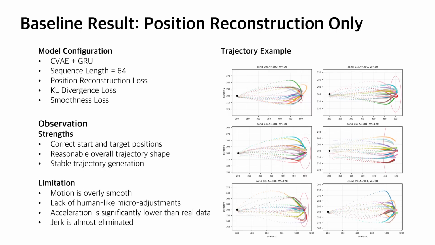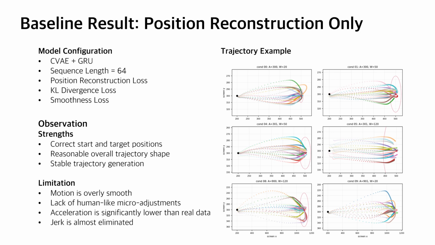So first, we start with the baseline. We first trained the standard CVAE-GRU model using position reconstruction loss and KL divergence. The model successfully learned the overall trajectory shape and consistently reached the target position. At first glance, the generated trajectories appeared realistic.